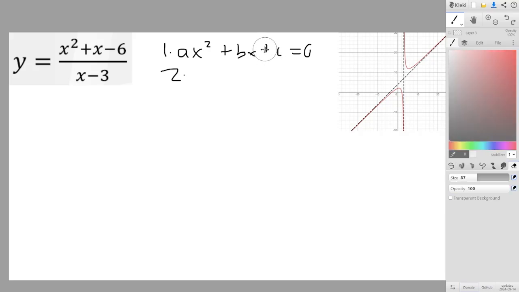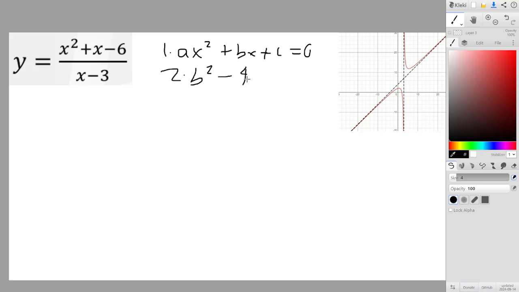Let me just rewrite this. As I said, we'll be using the values of a, b, and c and rewrite this in the discriminant form. So b squared minus 4ac, and we'll set this to 0. More on this later. So for now, let's focus on rewriting this as a quadratic equation. It's just basic algebraic stuff.